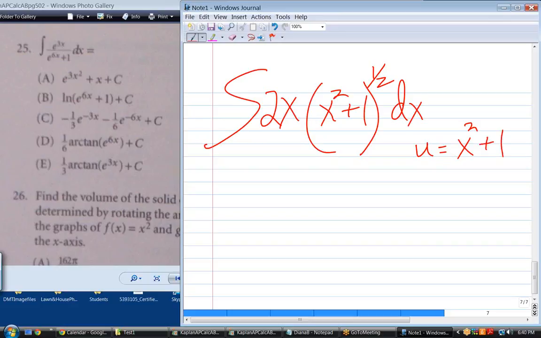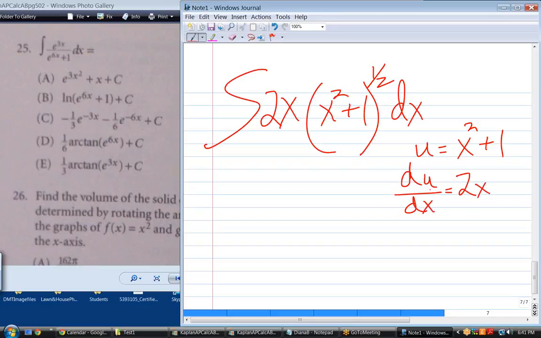Next step. Remember, my goal is I'm going to substitute for every single thing that's in there and turn this integral in x into an integral in u. So I've got to substitute for that also. Well, du/dx would be 2x. Don't forget the dx part. That's very important. They actually left it out in their answer, and it was incorrect to leave it out.